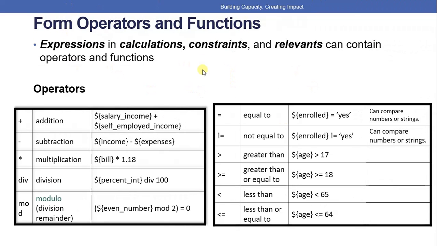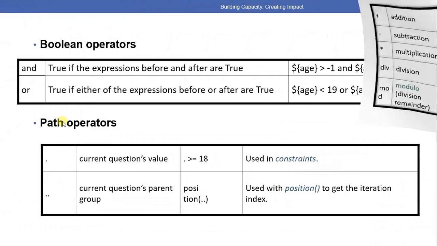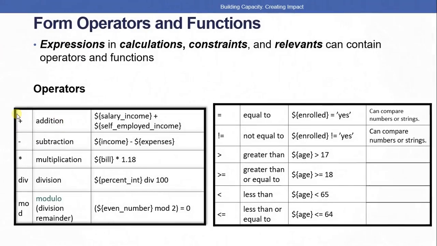Yes, we talked about operators. For addition you have the plus sign. For subtraction we have the subtraction sign. For multiplication we have the asterisk sign. For division we have the word div. If you want to find a division remainder or modulo, we have the mod word. And on this particular column you can see various examples of how these operators are used within your form. Then we have these others.